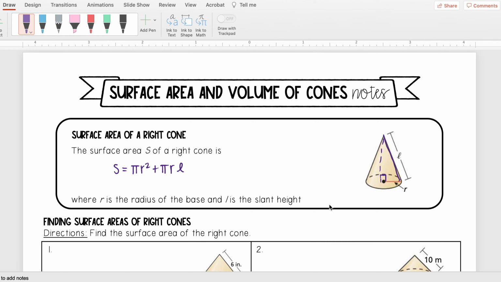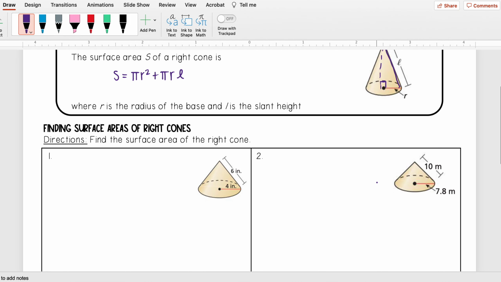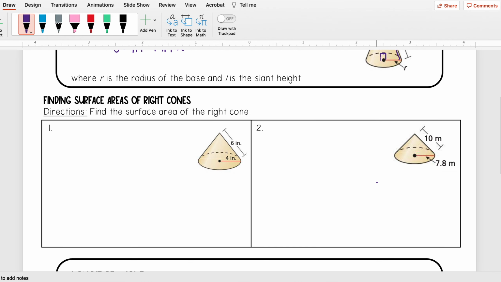And when we're talking about surface area, we're talking about basically just the area of the surface of this cone. So if I were to unravel this cone, it would be finding the area of that. So that's different than volume. Volume would be everything contained in the cone. Surface area is just the area of the surface itself. So let's find some examples of finding the surface area of right cones.